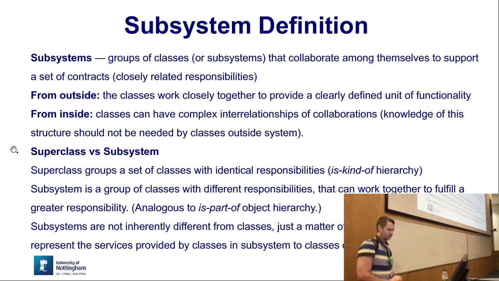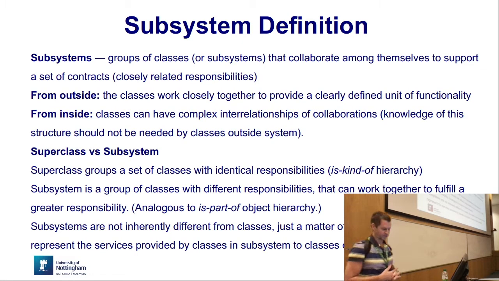Superclasses are not to be confused with subsystems. A superclass groups a set of classes with identical responsibilities, the "is a kind of" hierarchy. A subsystem is a group of classes with different responsibilities that work to fulfill a common purpose. So here we have the "is a kind of" hierarchy. That's what the superclass describes, also called a parent class to confuse you. And with the subsystem, we're thinking about the "is part of" relationship now, not the "is a kind of" relationship. Subsystems are all about composite hierarchies, not class hierarchies.